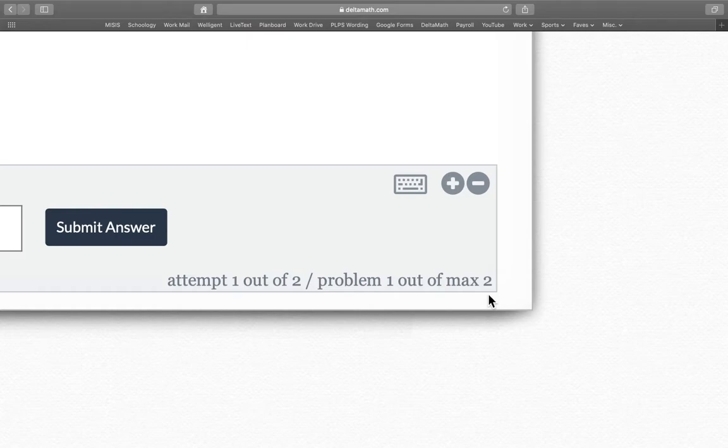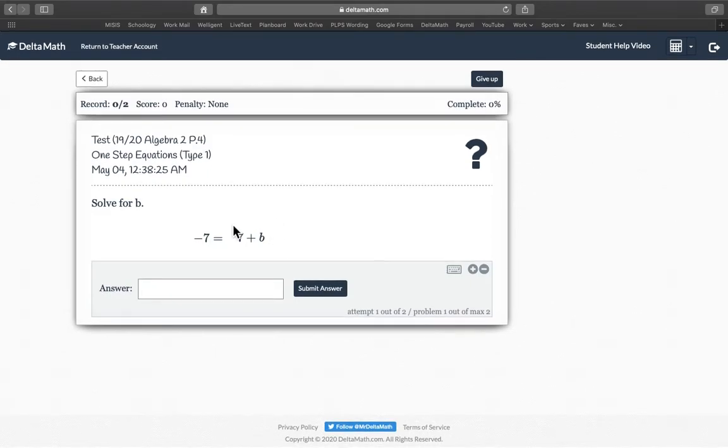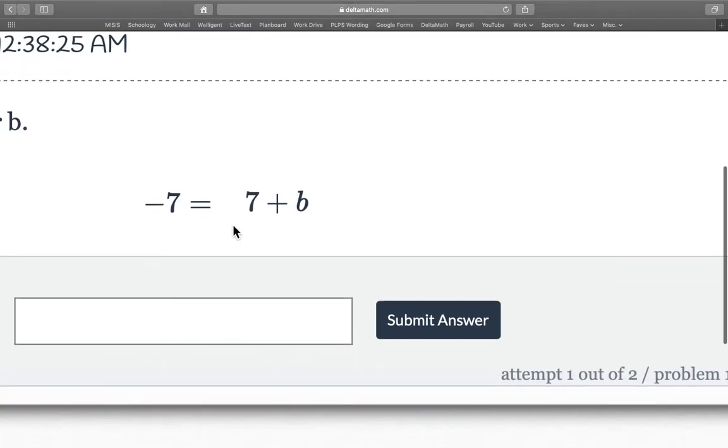So if you get 2 out of 2 right, then you get 100% for this section. If you get 1 out of 2 right, then you get 50% because it's half. And if you get 0 out of 2 right, then you get 0%. Now, attempt 1 of 2. That means you're going to have 2 chances to solve this particular problem here. So let's see how we would solve this problem.